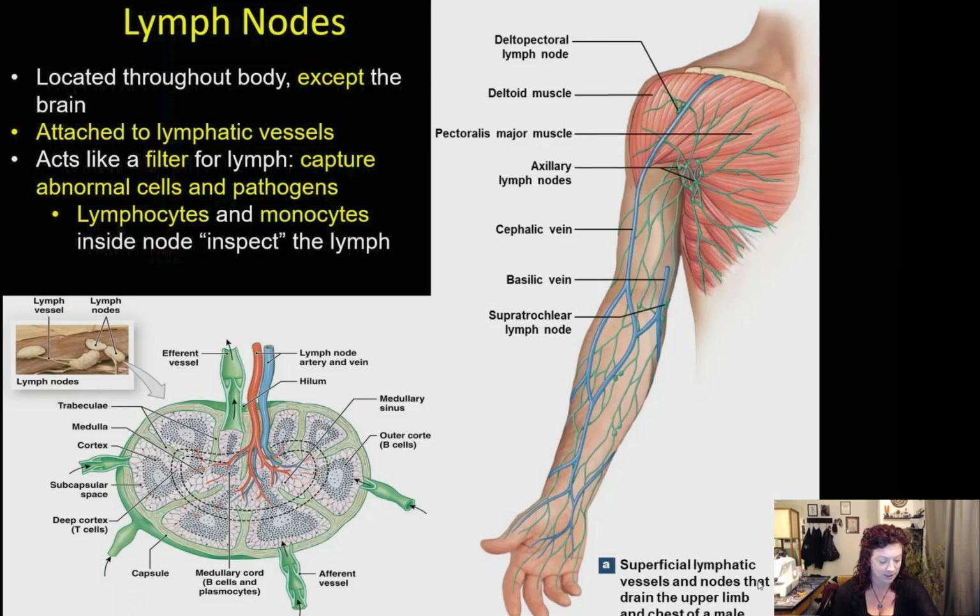These lymph nodes are attached to your lymphatic vessels, and they actually act like a filter for lymph. Okay? So these lymphatic vessels are going to dump into your lymph nodes. And any abnormal cells present in the lymph, any pathogens, anything else that should not be there, is going to be filtered out by the lymph node itself. There are actually lymphocytes and monocytes that are permanently attached to the inside of the lymph node, and their job is to just inspect the lymph and make sure nothing is in it that shouldn't be there.